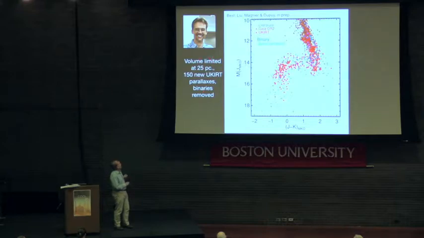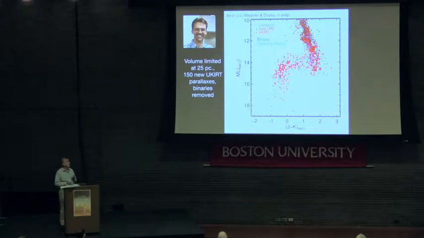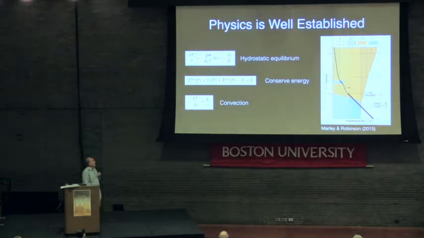Interestingly, Will Best, who has a great poster here, has scrubbed the color magnitude diagram of the objects in the volume-limited 25 parsec sample with 150 new Euclid parallaxes and also the Gaia parallaxes, and has tossed out the binaries and spectral blends. The color magnitude diagram goes from this to this, which is much cleaner, with this intriguing gap right here at the boundary between the L's and the T's. So this is really the state of the art in what we're trying to compare to, at least for the field sequence. So we have a whole new model set.